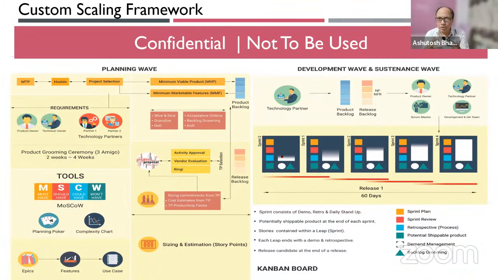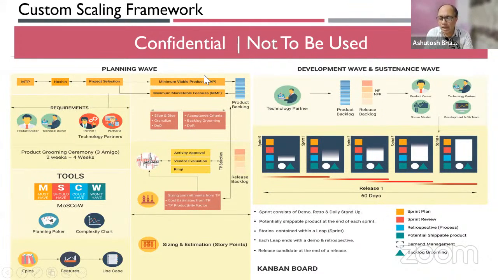It used approaches like planning poker, complexity chart, Moscow analysis, right? One interesting thing in this model was that we actually had to create another role, the technical owner role, as you can see there. So this was a new role which got created, called a technical owner. And that role worked very closely with the product owner.